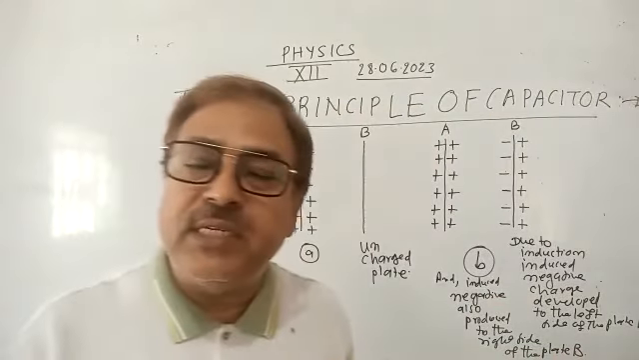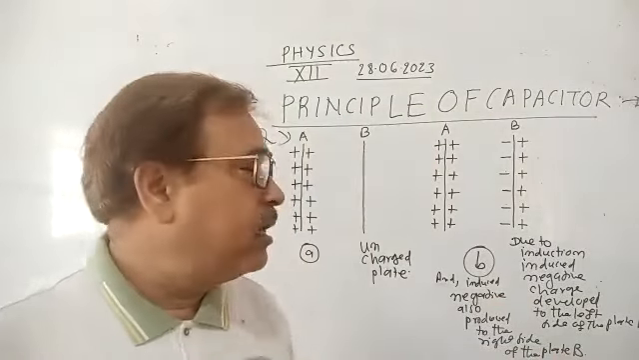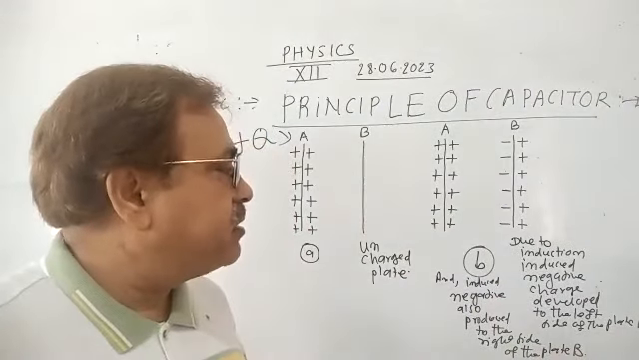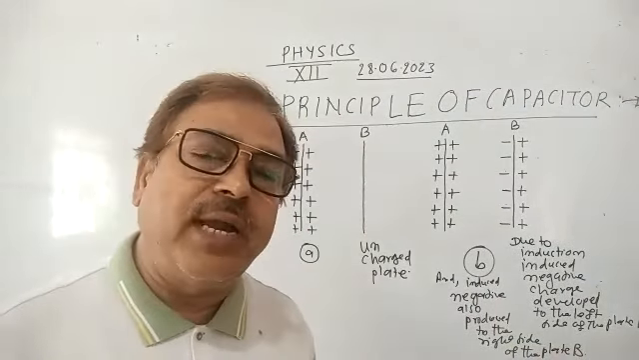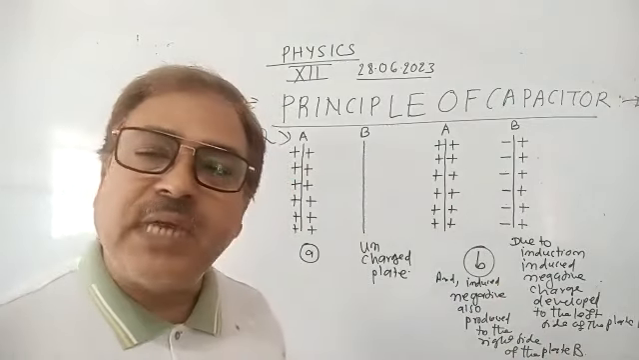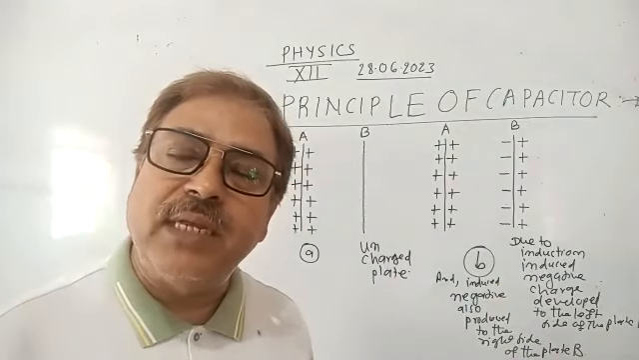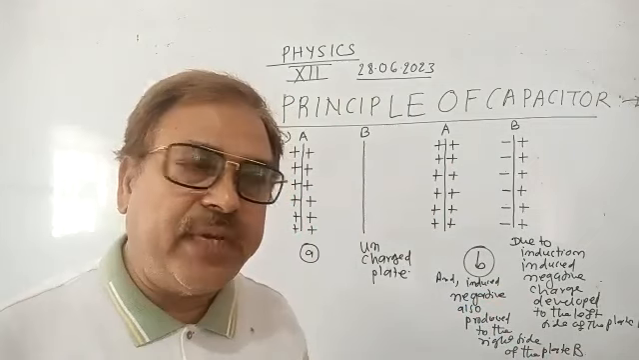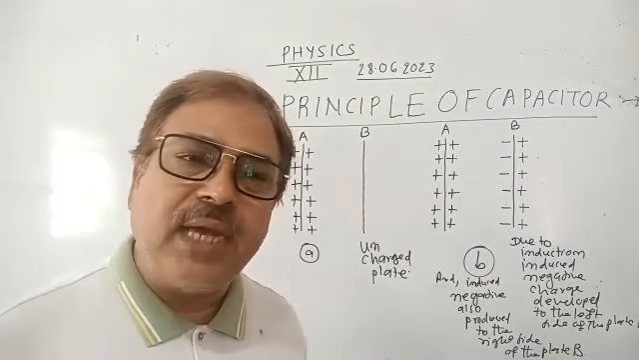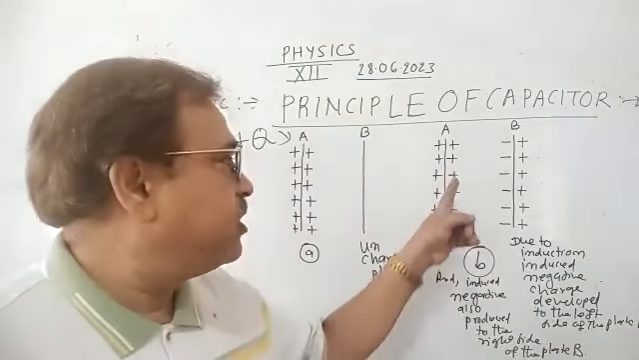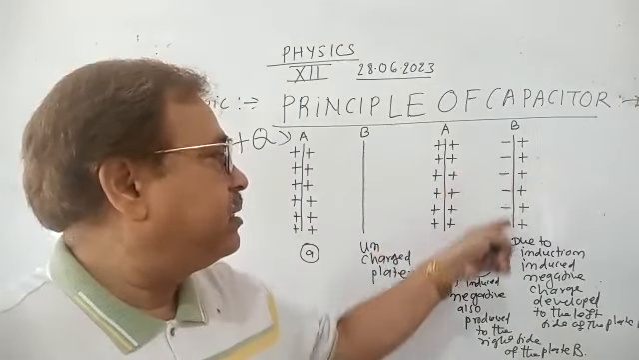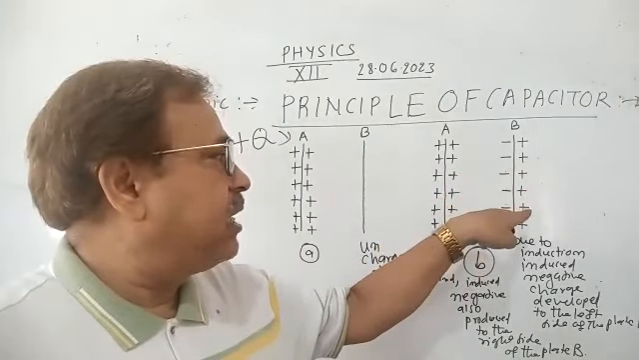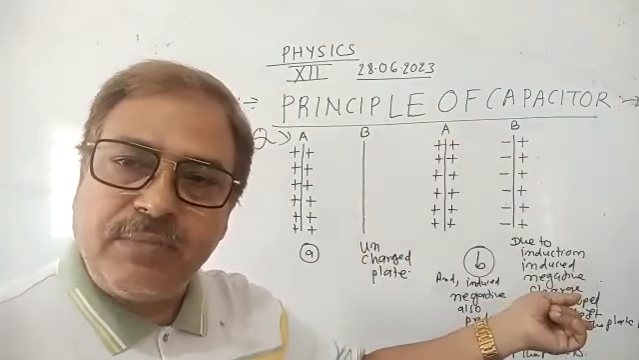When the positive charge plate is taken in the first stage, it is seen that after some time, due to induction, due to polarization, induced negative charge as well as induced positive charge are produced on the same plate B. The induced negative charge develops near to the positive charge of the plate A, and the induced positive charge develops to the right side of the plate.